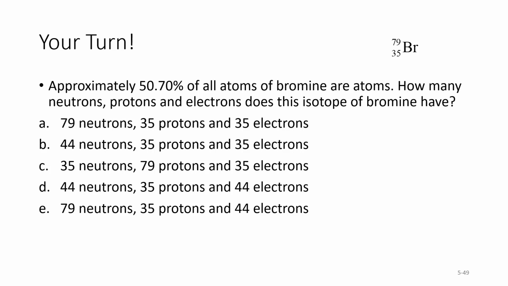Approximately 50.7% of all atoms of bromine are bromine-79 atoms. How many neutrons, protons, and electrons does this isotope of bromine have? Okay, so 44, 35, and 35.